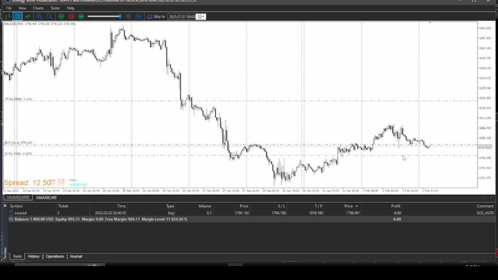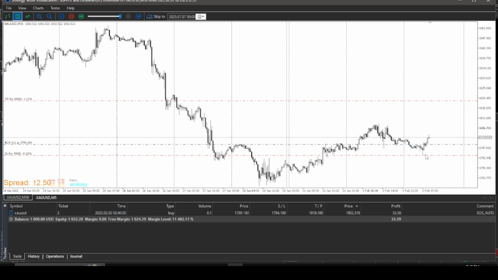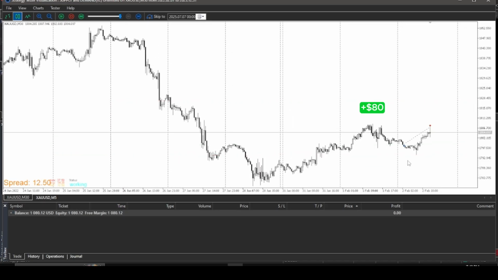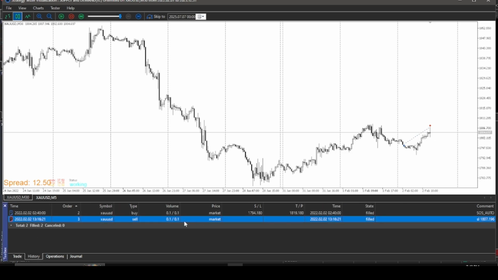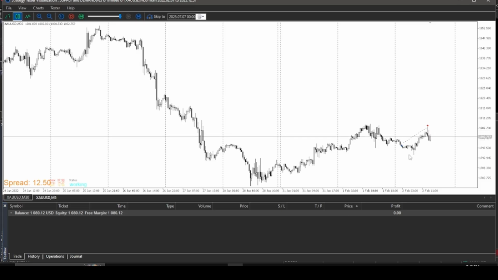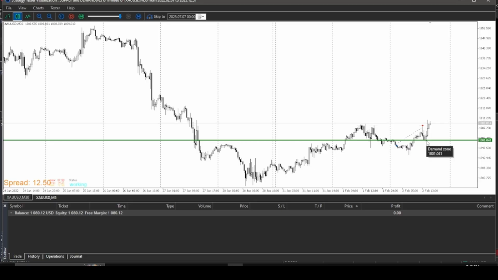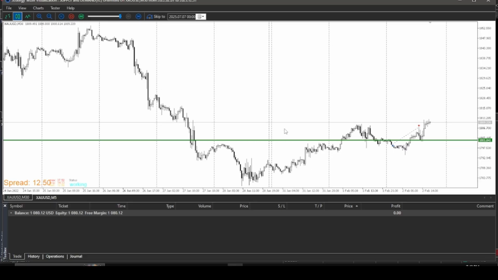You can see the stop loss and the take profit. That was close. We've closed it with a profit of $80, and that was a trading stop that closed the trade. So let's continue and see how this robot performs in the long run. Now we have a new demand zone here. Let's see what happens.